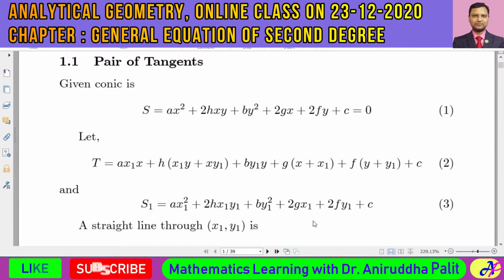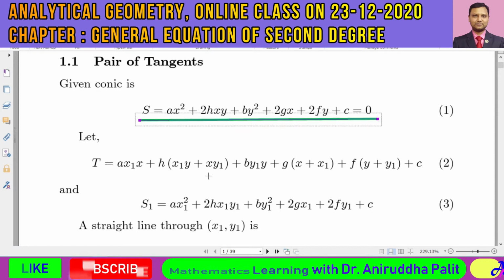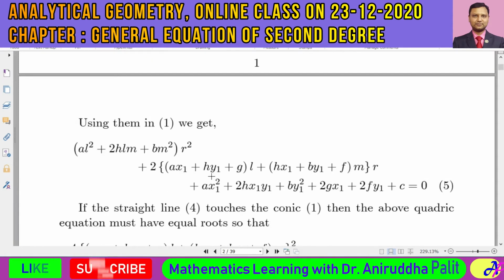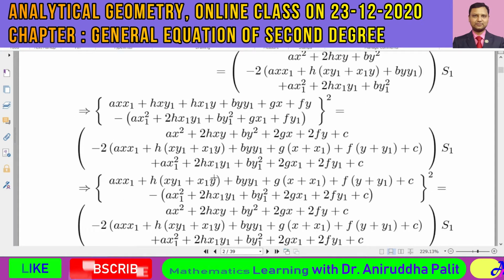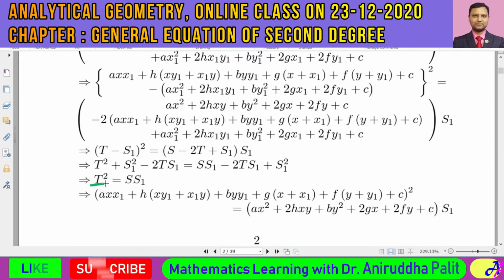Hello everybody. In the last class, we discussed the pair of tangents. Then we discussed the equation of tangent and normal to a given curve. This curve may be written in terms of S equal to 0. And for this kind of curve, we got the equation of the pair of tangents as T square is equal to S S1.